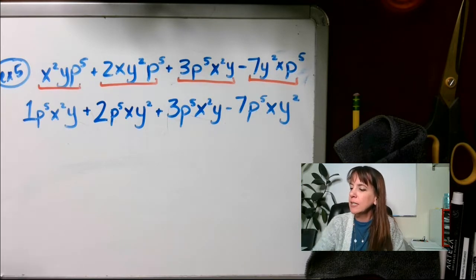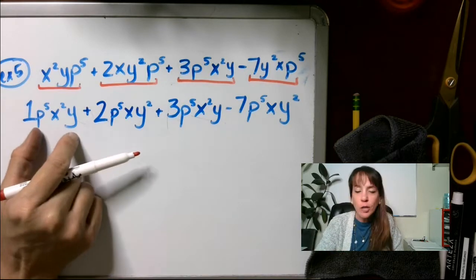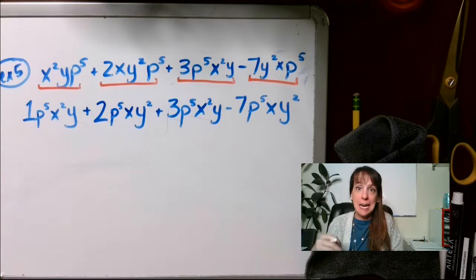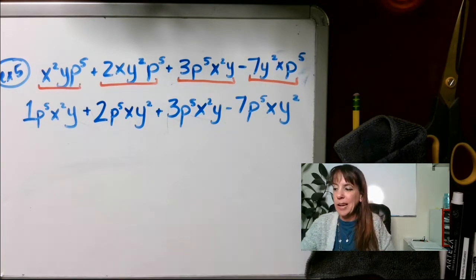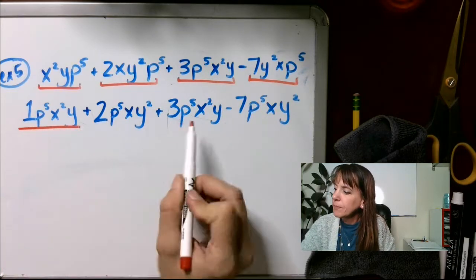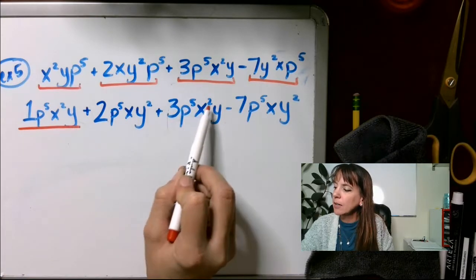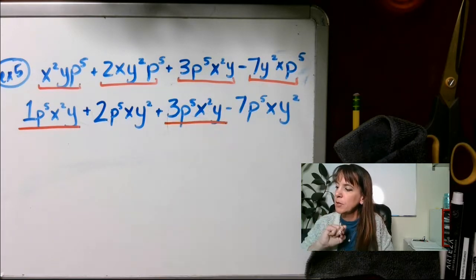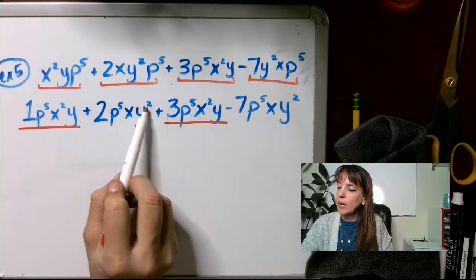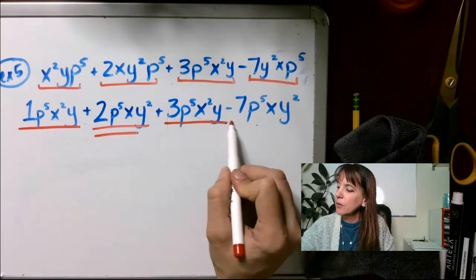So taking a look at this guy, they have to be exactly the same. The whole chunk that comes after the number has to be exactly the same. If it's not, got to get out of there. You can't combine them. So I look at it and I see that this one is p⁵x²y. p⁵x²y. These guys are the same. Beautiful. This is p⁵xy². p⁵xy². So this guy can be combined with this guy.